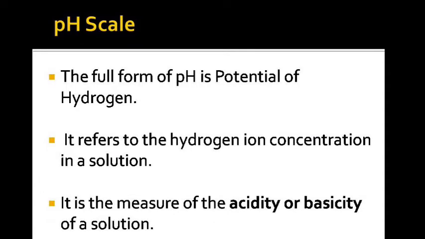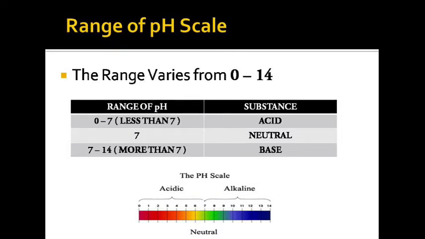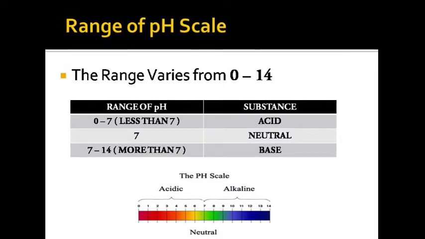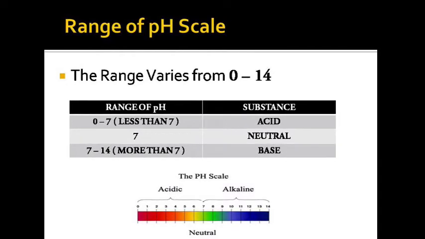Let us study in detail about the pH scale. The range of pH generally varies from 0 to 14, where from 0 to 7 the substance is acid, at 7 the substance is neutral, and from 7 to 14 the substance is base. So clearly it is indicating that if the pH is less than 7 it is acidic, if it is equal to 7 it is neutral, and if pH is more than 7 it's a base.